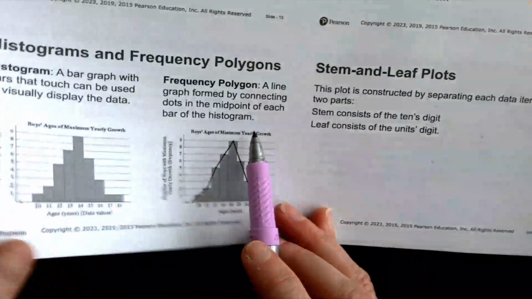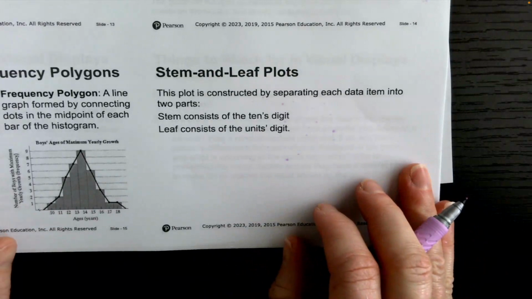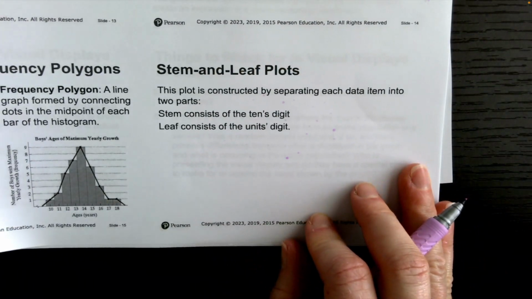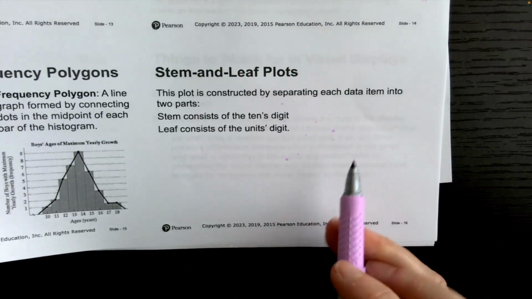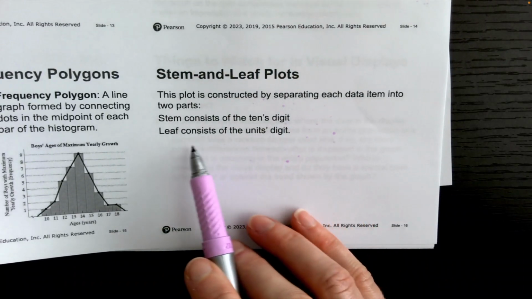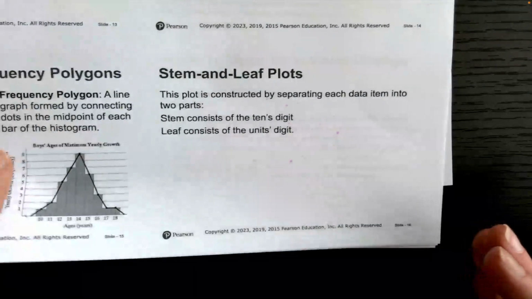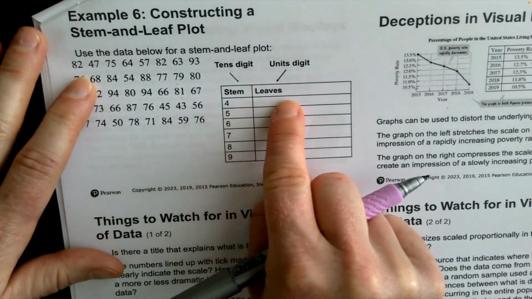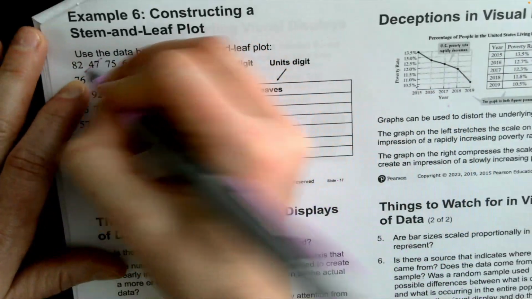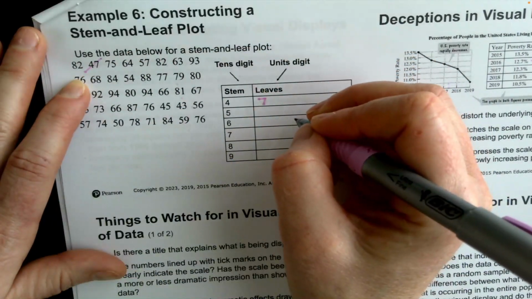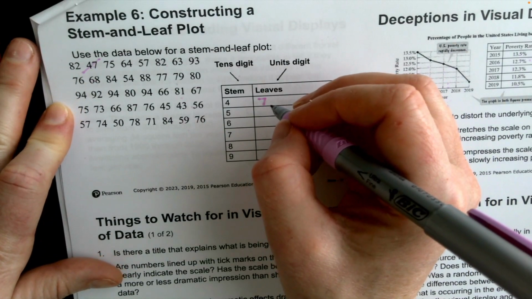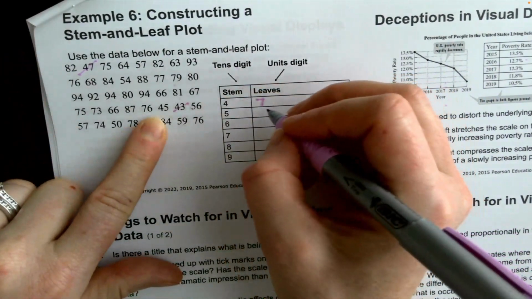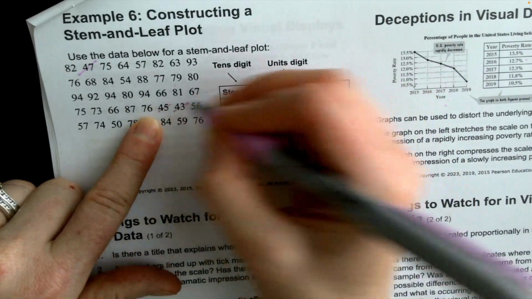Then we have stem and leaf plots. This plot is constructed by separating each data item into 2 parts. The stem consists of the tens digit, the leaf consists of the units digit, so ones digit. So we're going to make this stem and leaf plot. So this is your tens digit, so like 40 what? So we can do our leaf. So 47. Where's another 40? 43. 45.